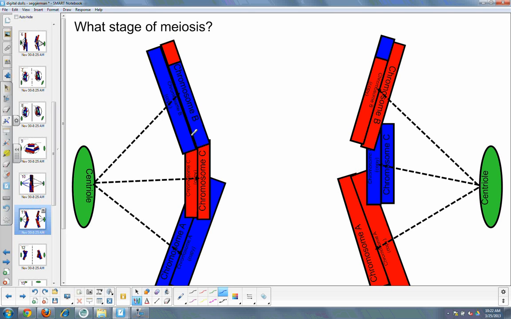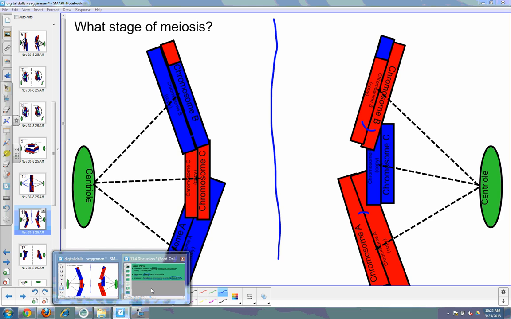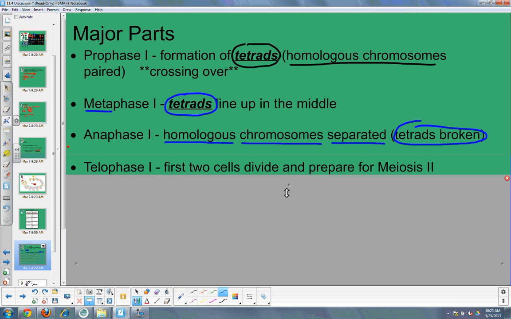All right, after anaphase 1 comes telophase 1, and that's just where the first 2 cells divide and prepare for meiosis 2. So let's take a look. Here's telophase 1. So notice the cell membrane is starting to divide those 2 apart. All right, now normally during telophase we'd get our nuclear envelopes reappearing, but since this is going to start another round of division, they don't really reform.